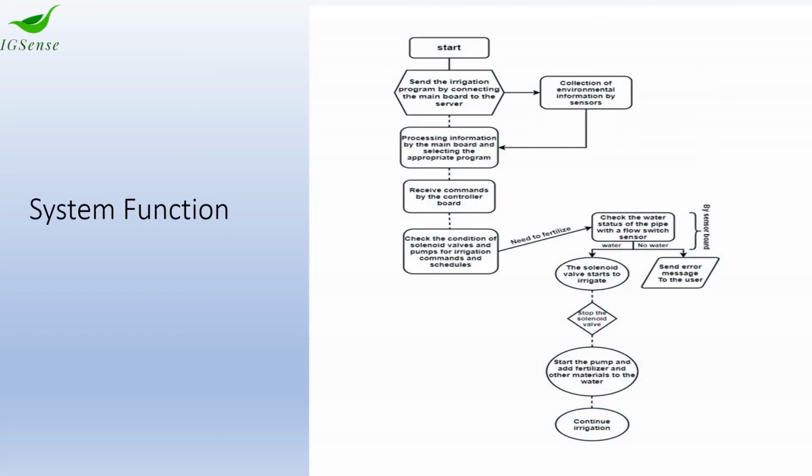Once the system is up and running, irrigation programs are downloaded from the server through the main board connection. For irrigation, the sensors capture environmental data including temperature, air humidity, soil moisture, and soil pH. The main board processes the collected data and selects an appropriate program depending on the established parameters, including plant kind, ambient temperature, soil moisture and humidity, and soil pH.